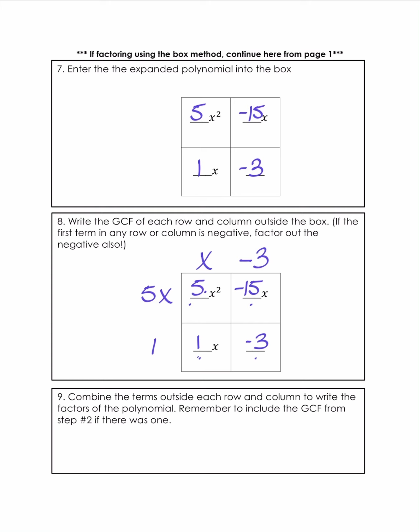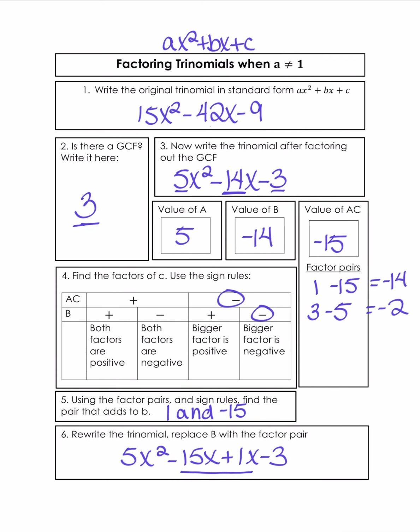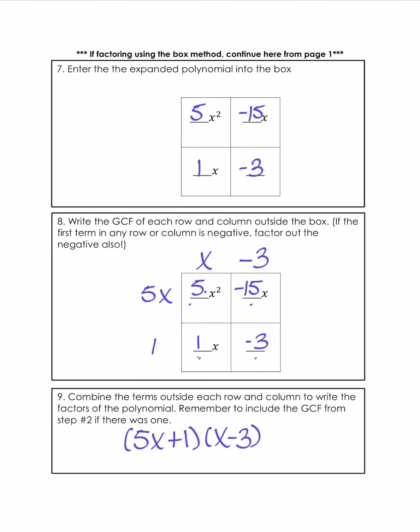So now, once again, my outside terms are going to form my factors. So I have 5x plus 1 times x minus 3. And then always don't forget to pick up your GCF from step 2. So I'm going to write 3 in front. So that's how you factor when a does not equal 1.